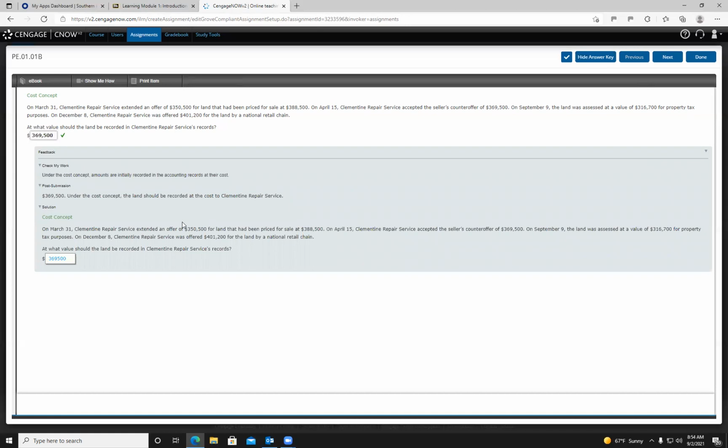So again, under the cost concept, amounts are initially recorded in the accounting records at their cost. So the land will be recorded at the actual cost to the Clementine Repair Service, which is again $369,500. So let's move on to the next one.